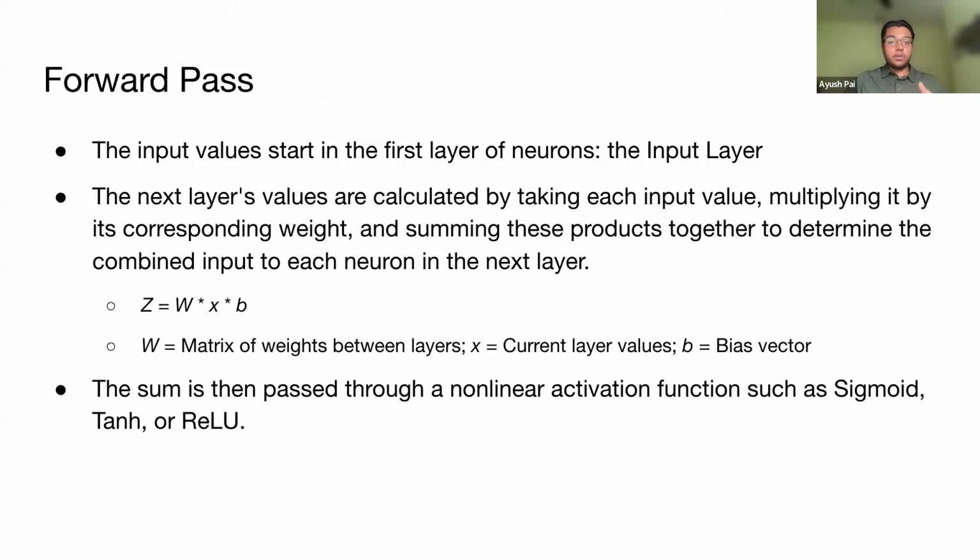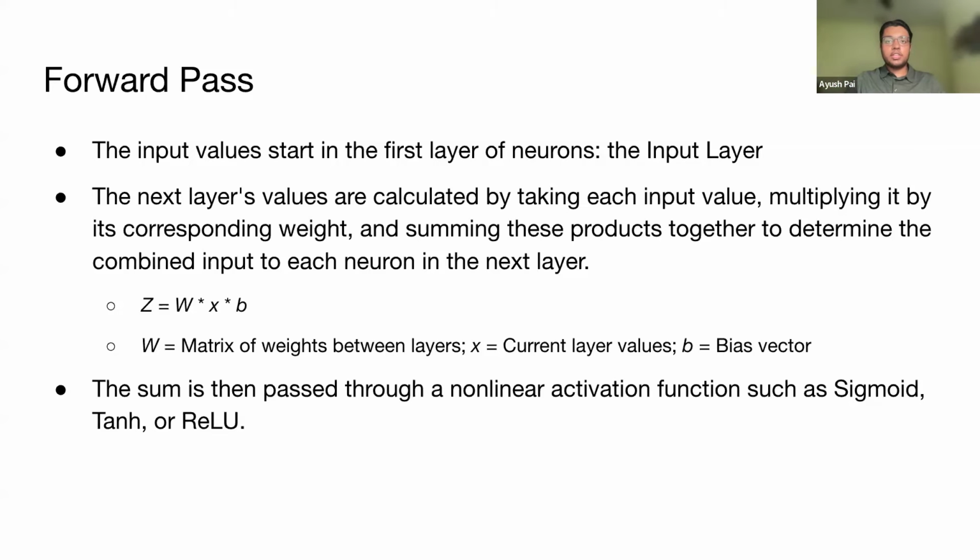For each neuron in the subsequent layers, the values are calculated by taking the inputs from the previous layer, multiplying each input by the corresponding weight, and summing these products together with a bias term. Mathematically, you see this formula here: Z equals W times X plus B. This is a simplified way of representing what you're actually calculating here.